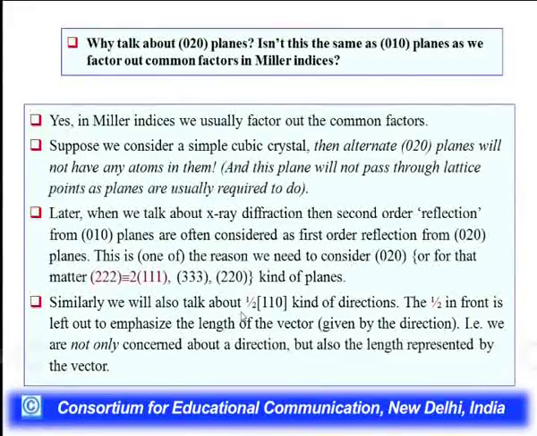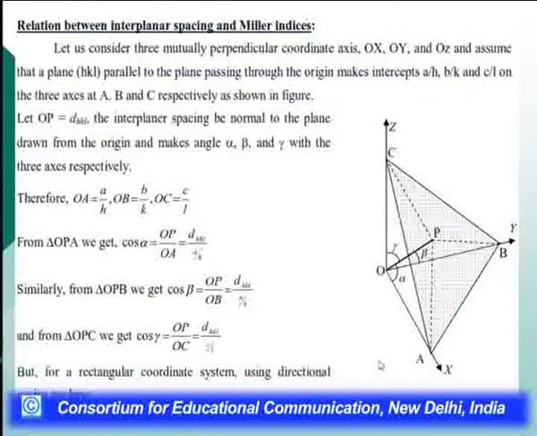Similarly, we will also talk about the 1 by 2, 1, 0, 0 kind of direction, where the 1 by 2 in front is left out for the length of the vectors given by the direction. That is, we are not only concerned about the direction, but we are also concerned about the length represented by the vector also. We talk about the spacing between the two planes. How we calculate the spacing between the two planes is known as the interplanar spacing of the Miller indices.